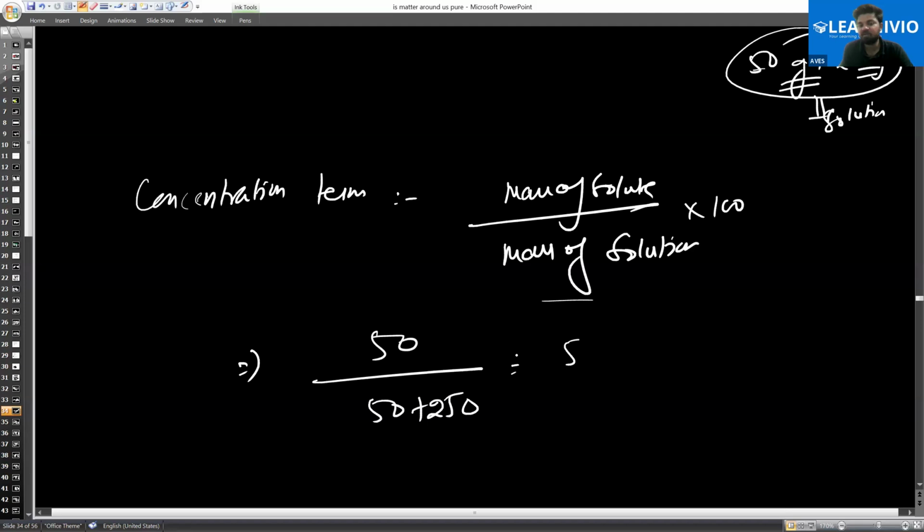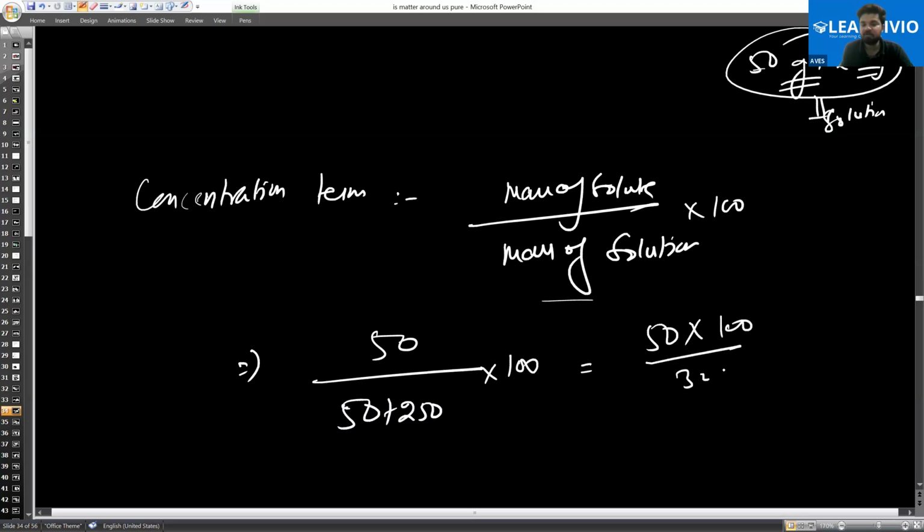So it will be 50 into 100 upon 50 plus 250, which equals 50 into 100 upon 300. Cutting the zeros, you will get 50 by 3, which is approximately 16.33.